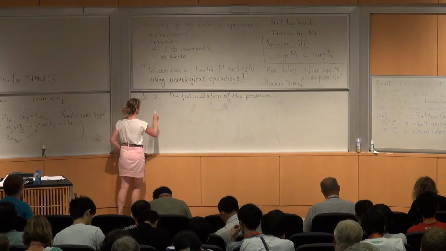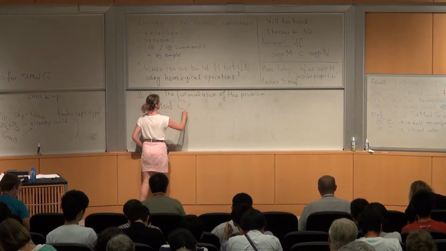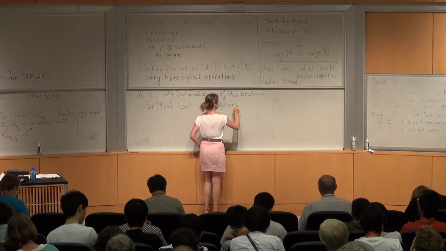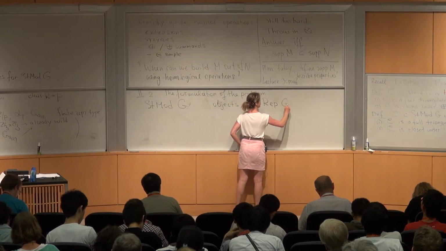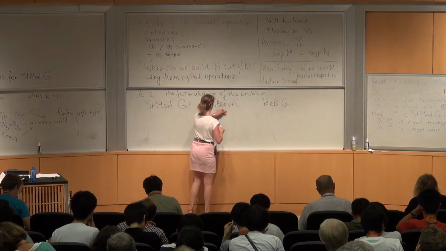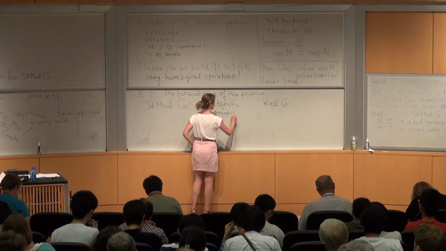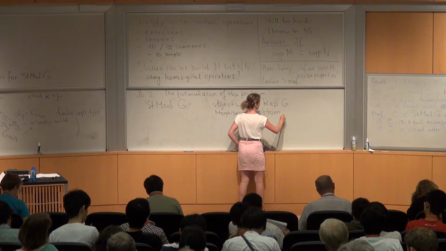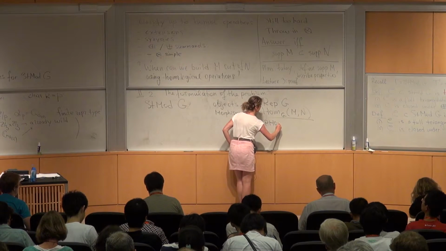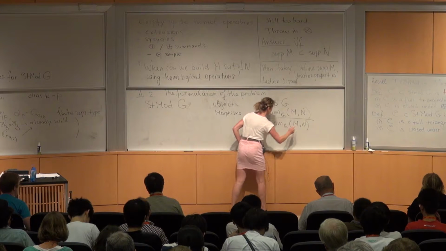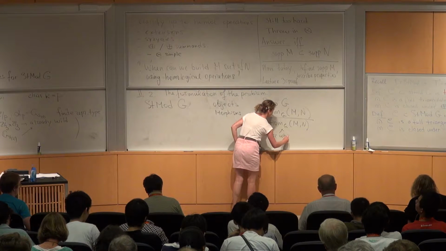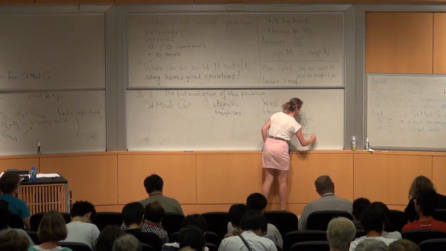So we're going to work in the stable module category for G. Let's recall that this is a category where the objects are representations of G or kG modules. And for the morphisms, we take morphisms in the category of G modules, and we factor out the ones which factor through a projective module.